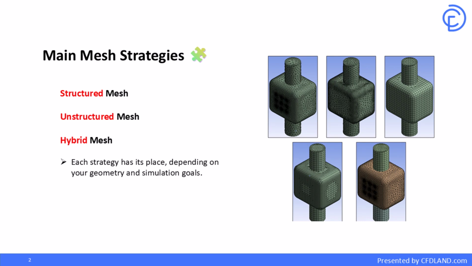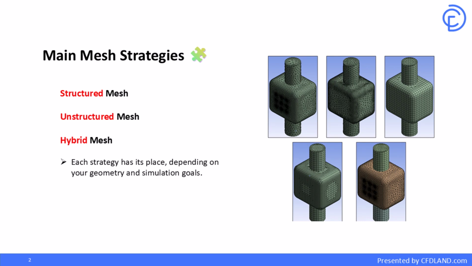Then we have the unstructured mesh. Now, this is where things get more flexible. With an unstructured mesh, the elements can be arranged with much more freedom. There is no strict pattern they have to follow. This makes them incredibly good at fitting around really complicated shapes. And finally, we have the hybrid mesh.